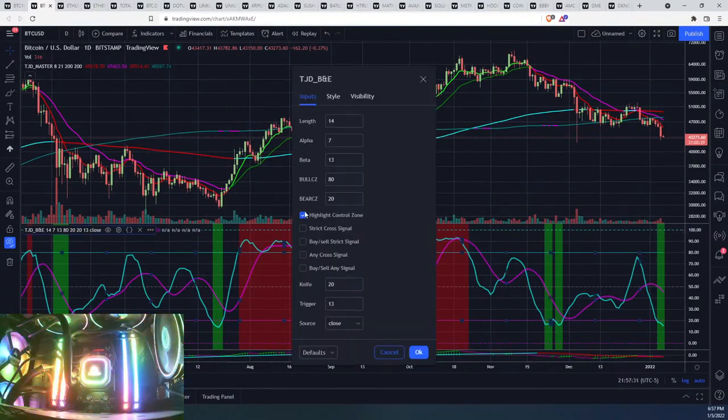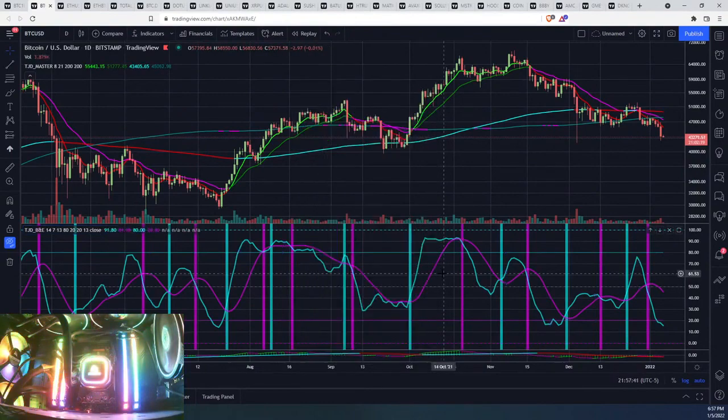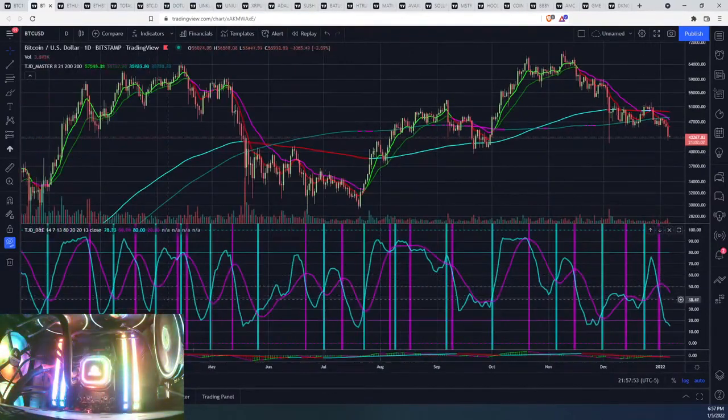And then the next thing we're going to do, I'm going to turn off the control zones, and then I'm going to turn on the any cross signal. So what this now will do is highlight any cross. When we have a bearish cross, it will be in this pinkish color right here. When we have a bullish cross of the stochastics, it will be in this bluish color right here. So there's no criteria on these crosses. Every time the blue crosses below the pink, it gives us a red or bearish cross signal. Every time the blue crosses above the pink, it gives us the blue or bullish cross signal.